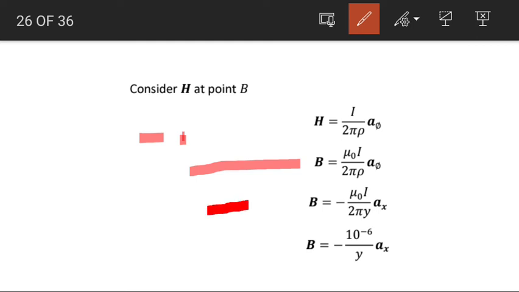If we apply the right hand rule, this unit vector a phi comes out to be minus ax. So we have minus mu naught I by 2 pi y ax. Rho in this particular case is equal to y. If we put the values in this equation, the magnetic flux density caused by this infinitely long current carrying conductor inside the current carrying loop is minus 10 raised to power minus 6 by y ax. So this is the magnetic flux density.